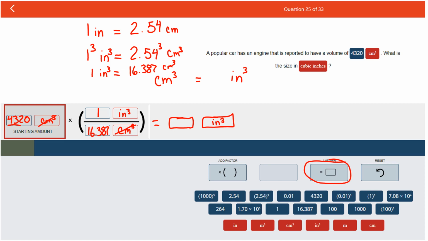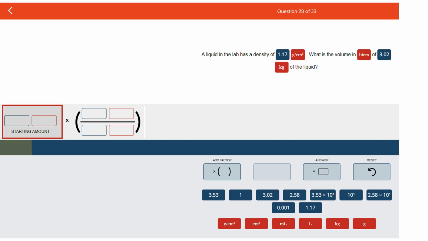All right. So going through, you can go ahead and look at number 28. Number 28, we might have to do a little bit more for. 28 says a liquid in the lab has a density of 1.17 grams per centimeter cubed. What is the volume in liters of 3.02 kilograms?